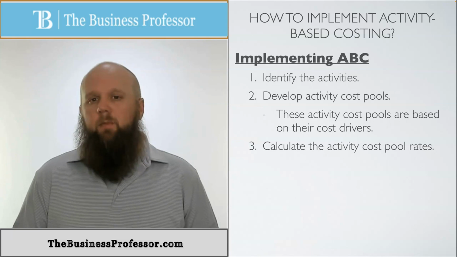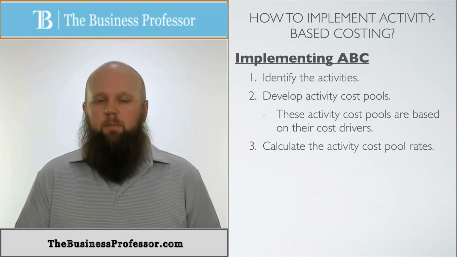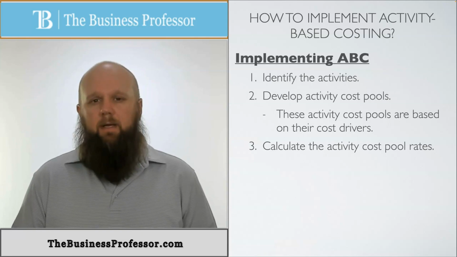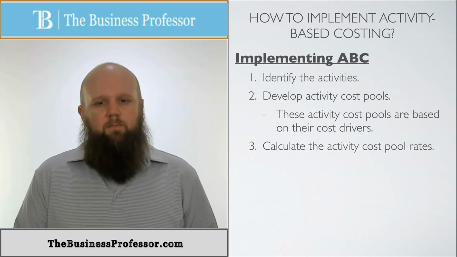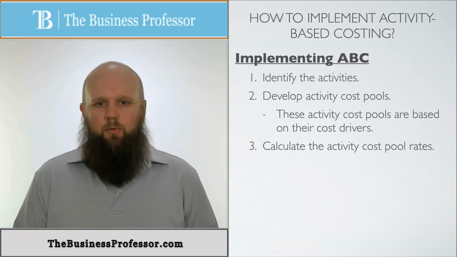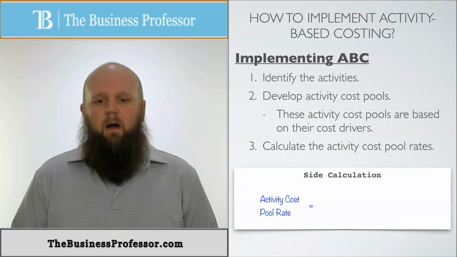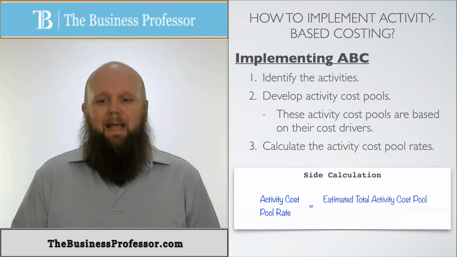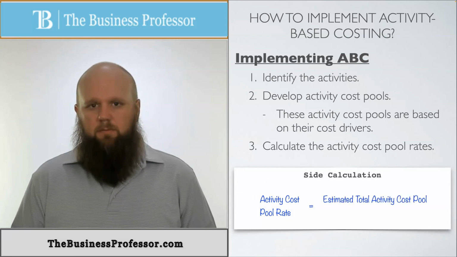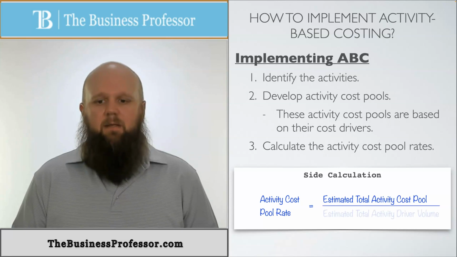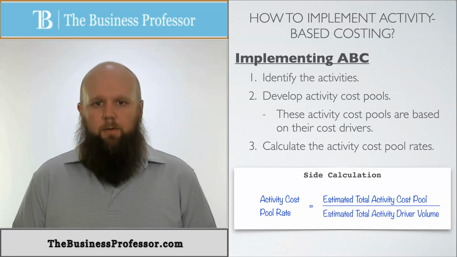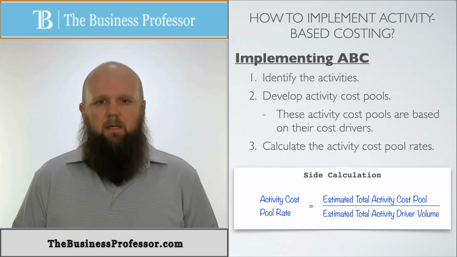Now, if you remember the POR equation, where we had to find the predetermined overhead rate, which is estimated total overhead divided by estimated total base, then this activity cost pool rate is going to be pretty much the same. We're going to find it the same way, except we're going to do it per rate, not for the total. So our equation here is going to be, our activity cost pool rate is going to be our estimated total activity cost pool divided by the estimated total activity driver volume. So again, it is still estimated overhead divided by estimated base. It's just specific to the activity, not in total.